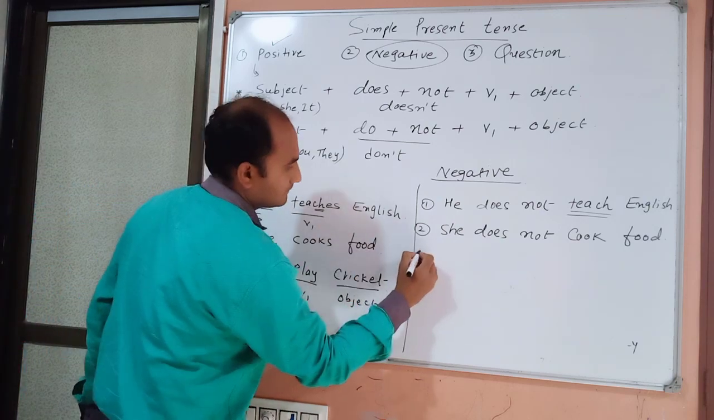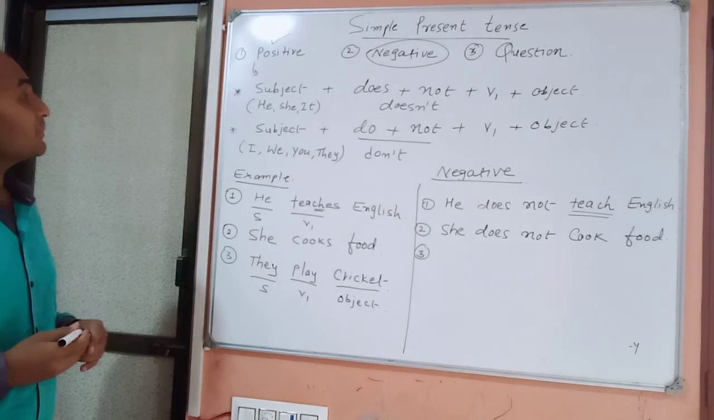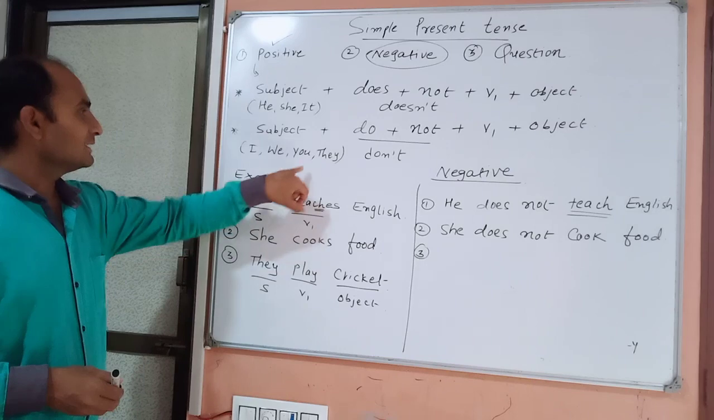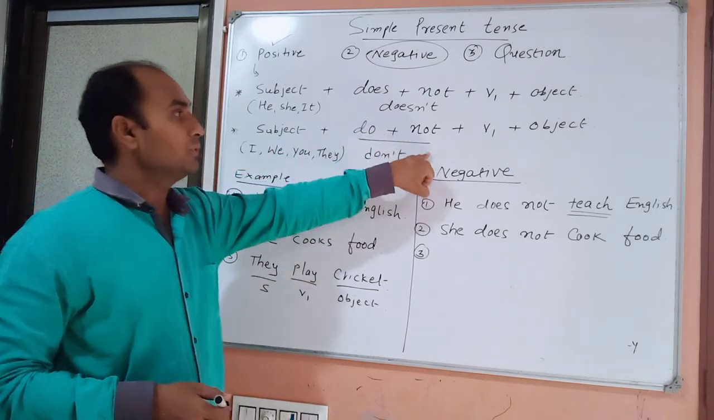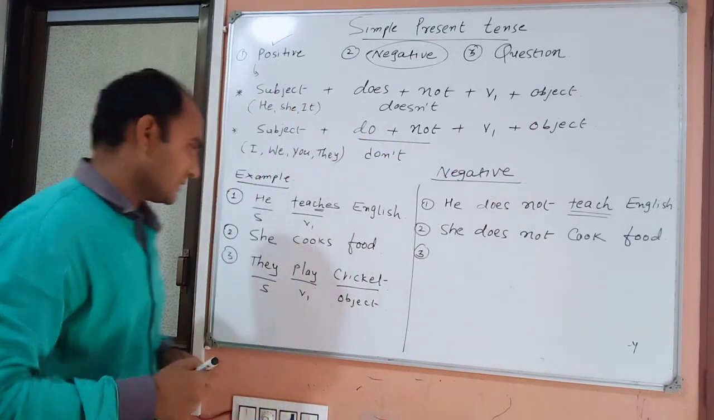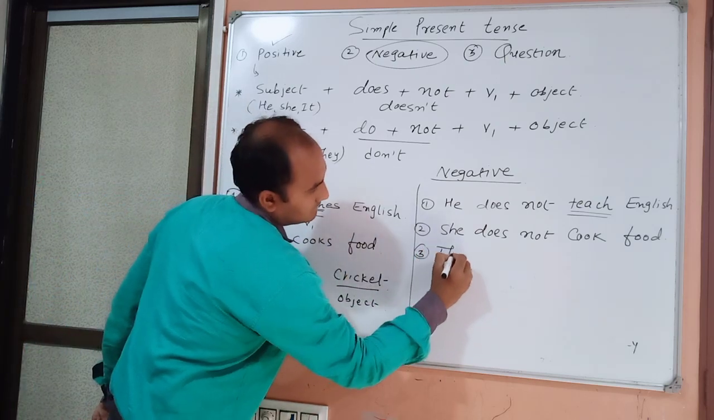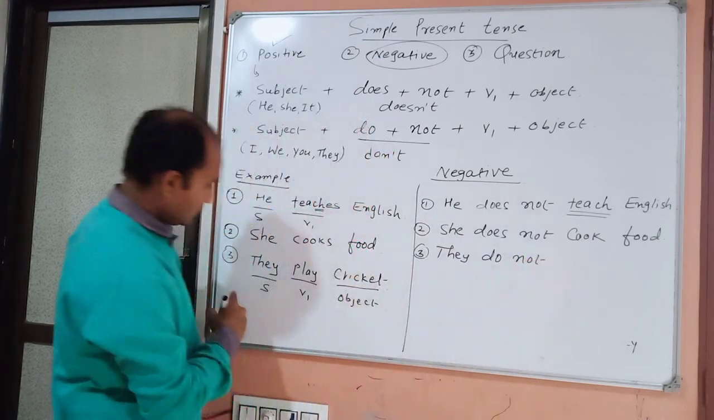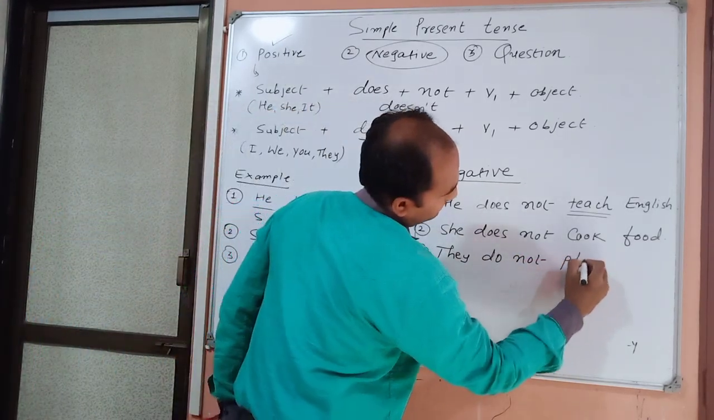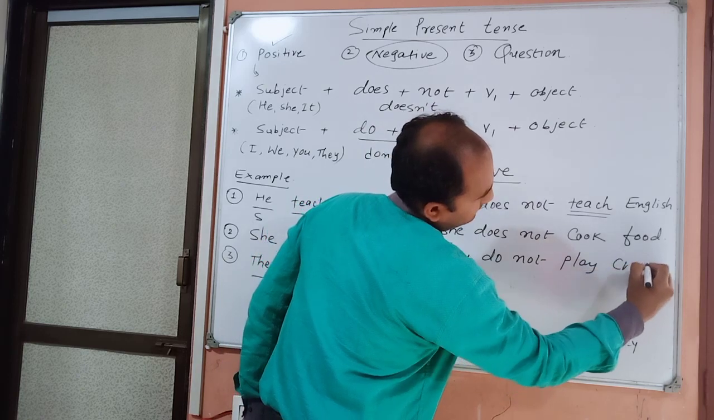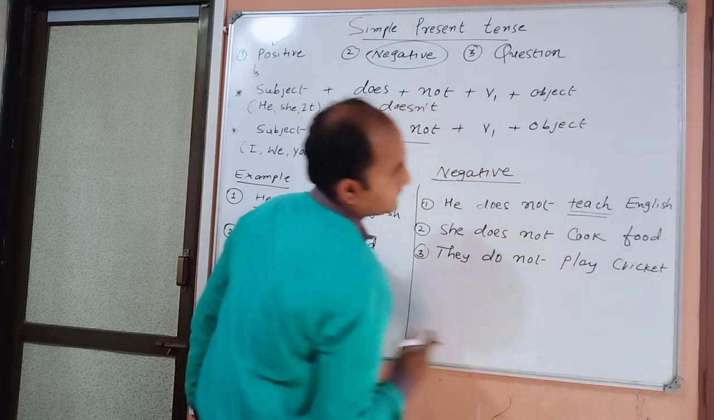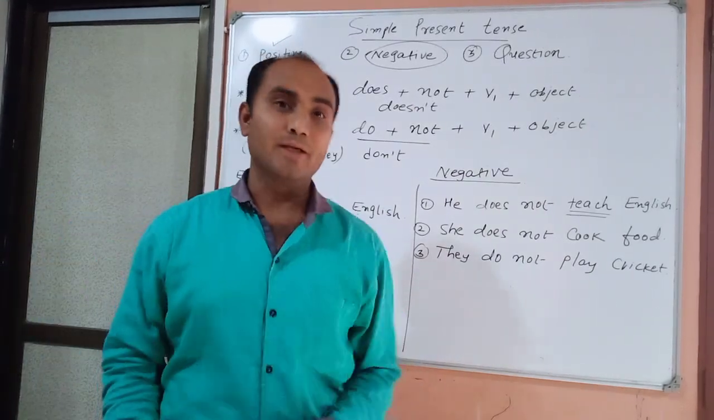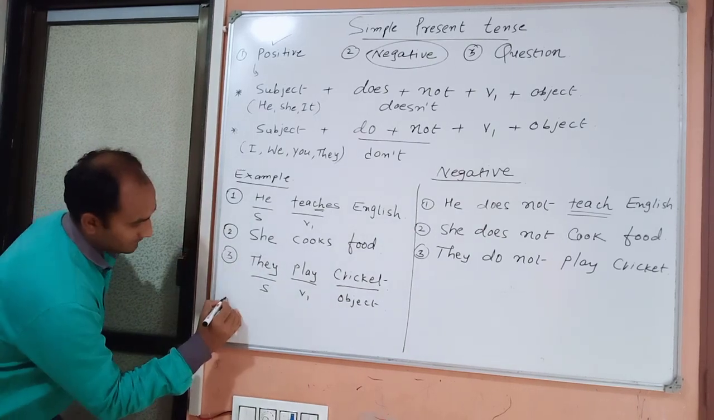Number 3. It is an example of second structure. They, then do, not, then V1, then object. That means they do not play cricket. Okay, so in this way we can understand very well. One more example I am giving.